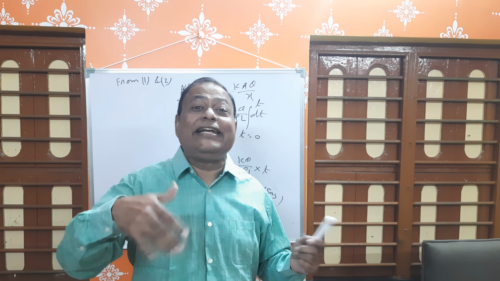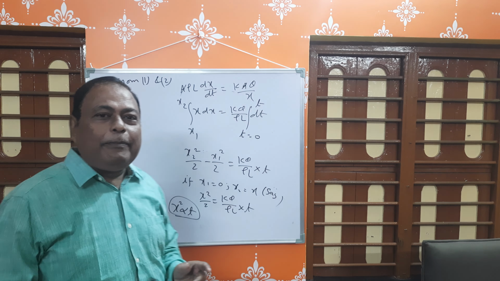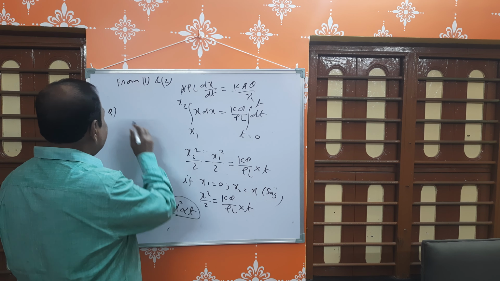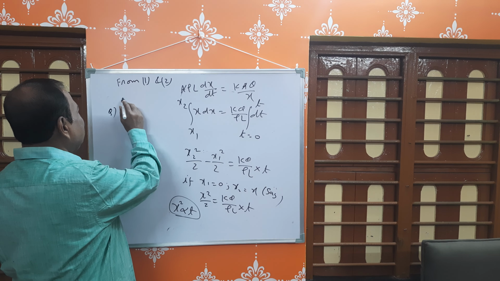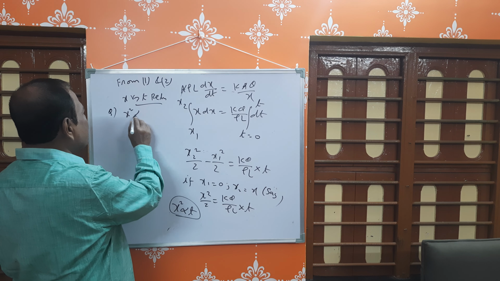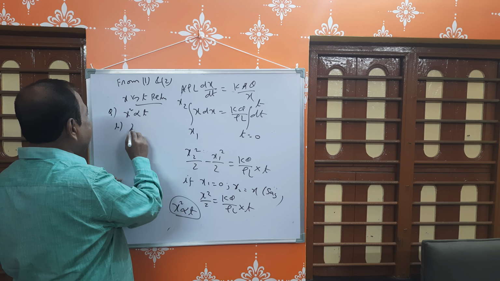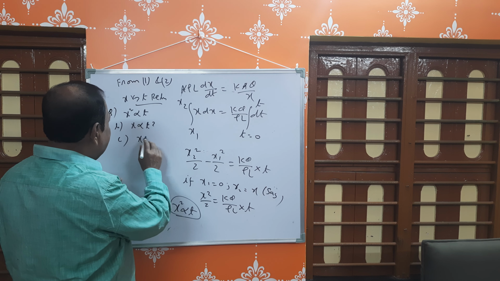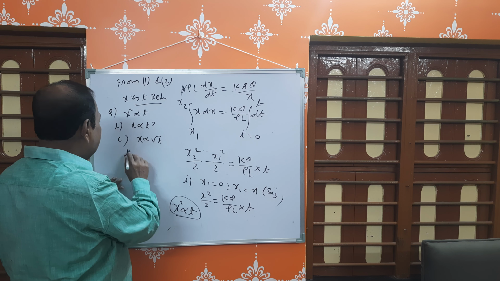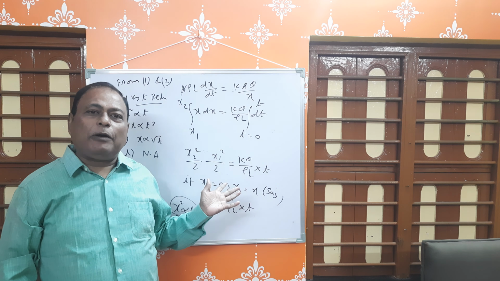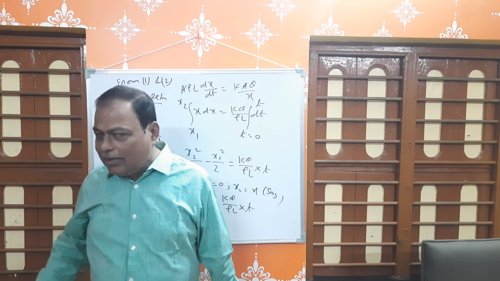So if you are appearing for the NEET exam or JEE exam, what question can you expect? Suppose the question is the correct relationship between the time and thickness of ice x versus t. Option one, x square proportional to t. Second option, x proportional to t square. Third option, x proportional to root t. And number 4, none of the above. So the correct option is x square proportional to t. In that way, ice formation over a lake varies with time.